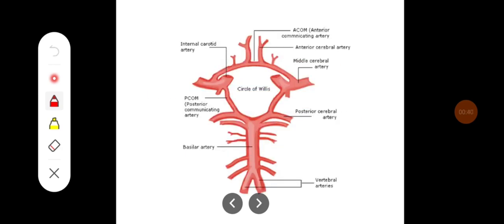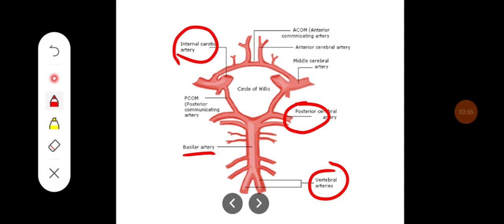So this diagram shows the vertebral arteries, which are going to join to form the basilar artery and give branches to form the circle of Willis, together with the branches of the internal carotid arteries. And the circle of Willis is going to give the anterior cerebral artery, middle cerebral artery and posterior cerebral artery, which are going to perfuse the brain tissue.